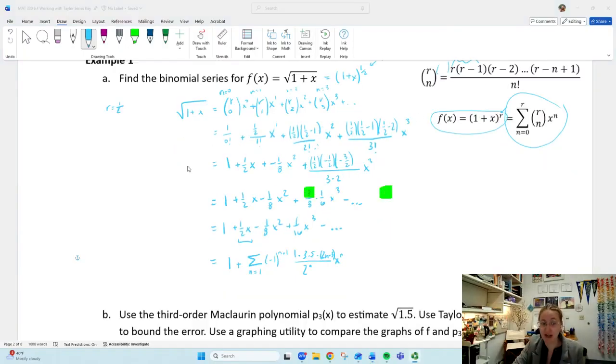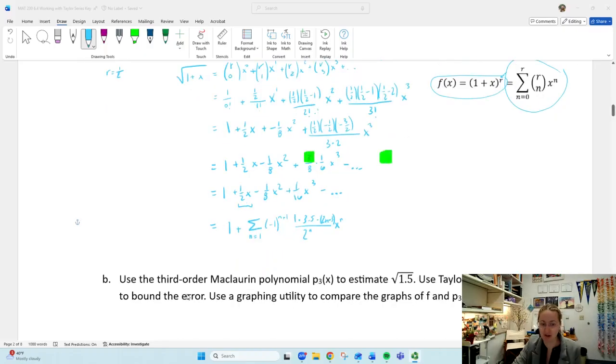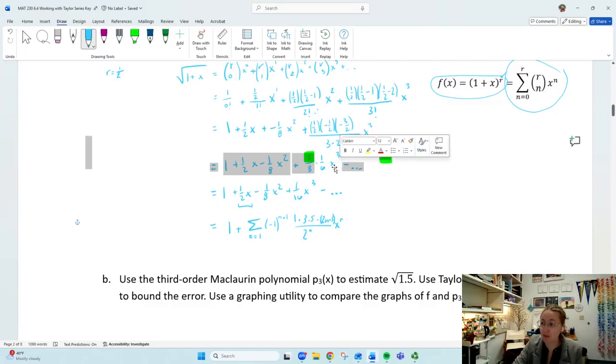Okay, so there is my binomial series. I know that was a wild ride. It feels like we're gonna have to redo it all over again. It says use a third order Maclaurin polynomial. So what that is saying is that's actually talking about this value that I did right here to my x to the third. We're gonna use that and we're gonna say like none of the other values exist. It's not gonna give us a great estimate of square root of 1.5, but it'll be good enough.